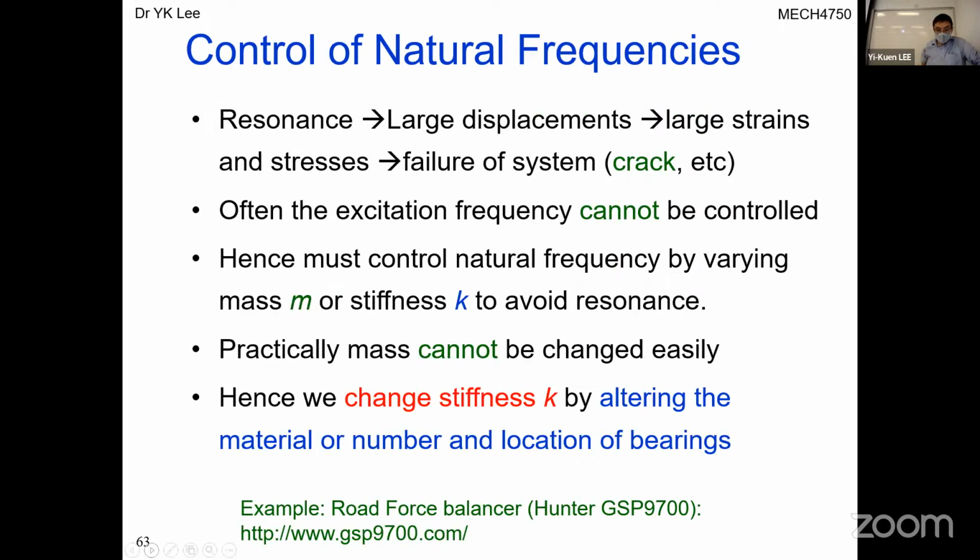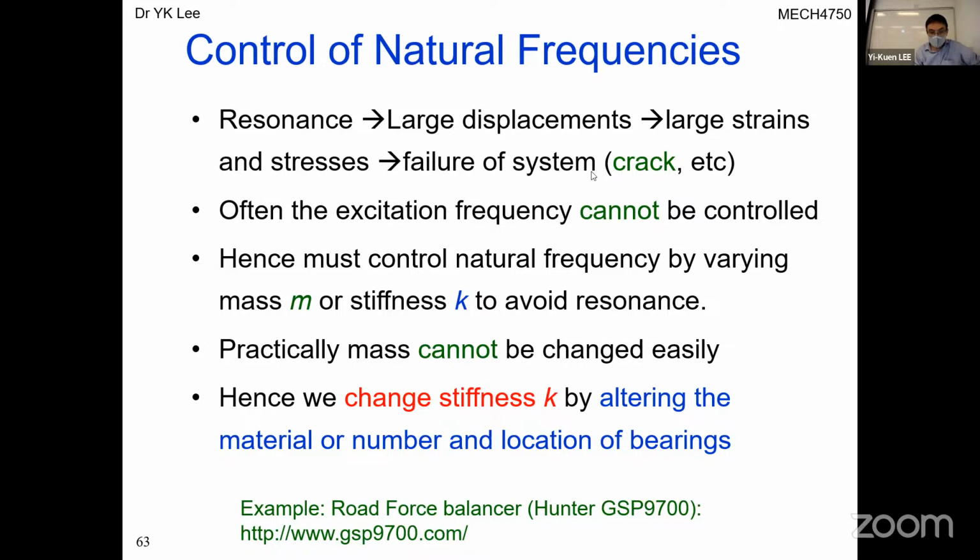Okay, so this is a general recommendation about how we can try to control the natural frequency. As I mentioned, this is one way for all product and R&D engineers to consider, right, control of natural frequency. In general, we want to minimize resonance, because with a big resonance you get large displacement, large strain and stress, and cause failure and cracks, right?